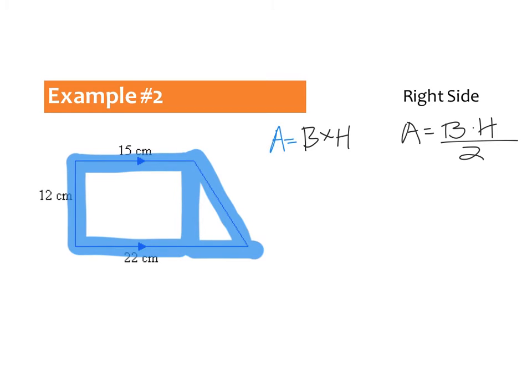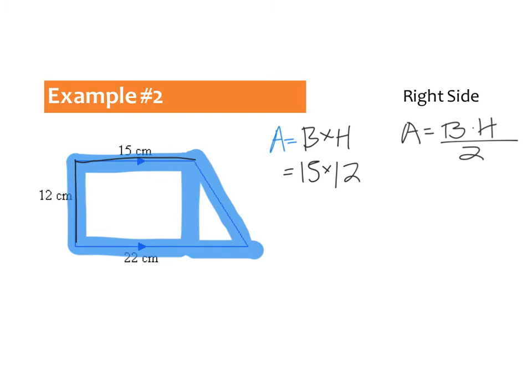I can easily find the base of the rectangle. I have 12 centimeters is the height. And the base is 15. Now, why is the base not 22? Notice how this 22 goes beyond the rectangle.